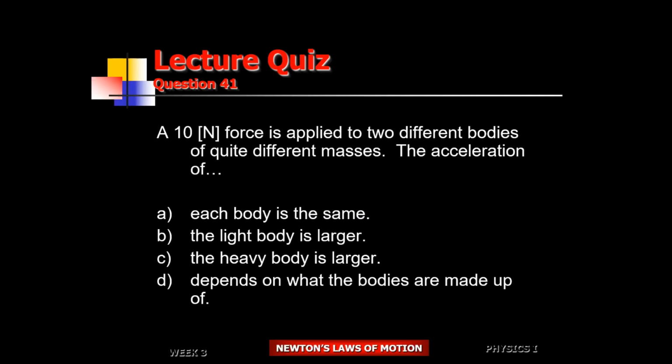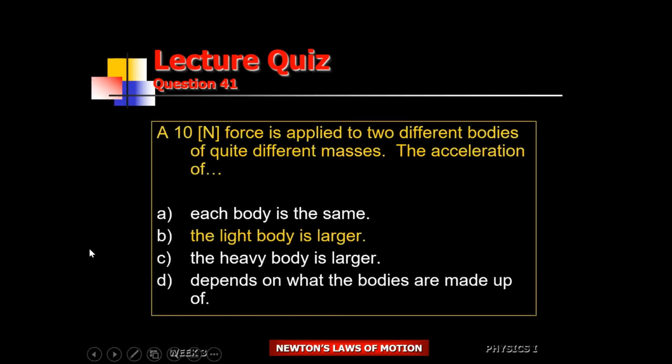So which one is going to speed up faster? Which one is going to accelerate quicker? Which one is going to have a larger acceleration? And you know immediately that this ball is going to accelerate much more rapidly because it's less massive. All right, so which means that the acceleration of the light body is going to be larger. Those of you who pick B, give yourselves 5 points.